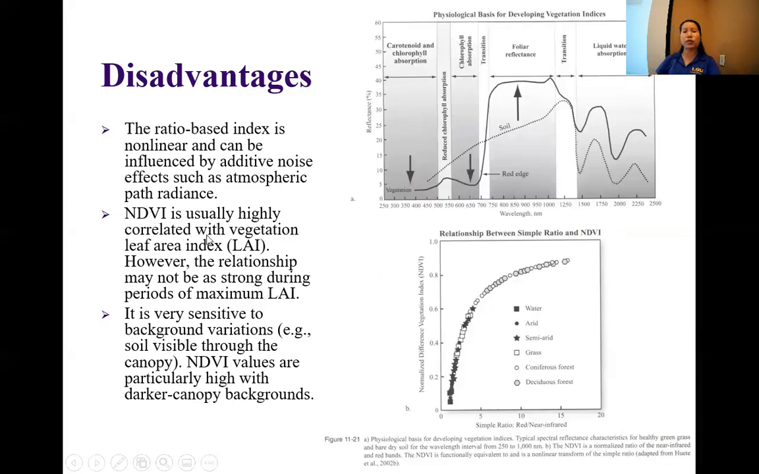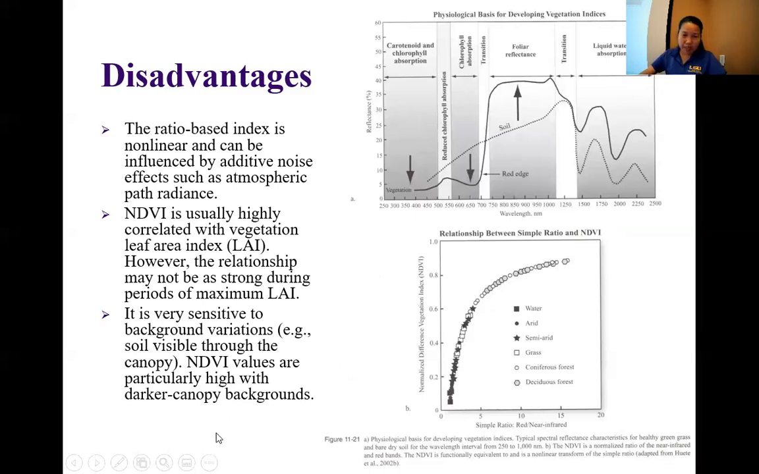So that basically refers to NDVI having a saturation problem at high peak biomass, which means that in the late stage of plant growth, once they reach the peak, there may be problems using NDVI for that.